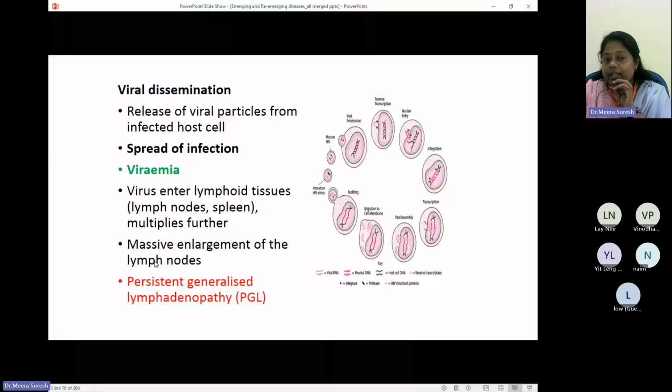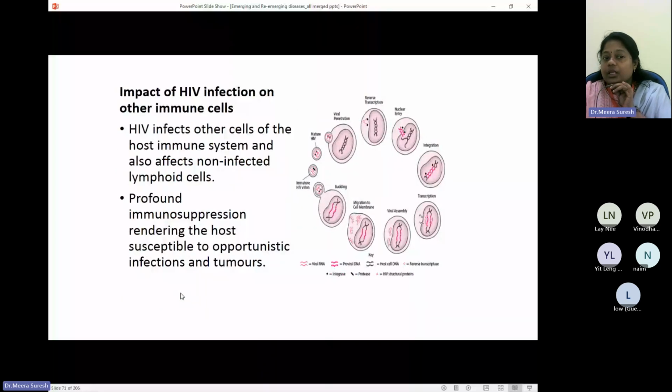Okay, so once the virus particle is released from the host cell, it is ready to spread to the whole body, and that will result in viremia, or the virus spreading in the blood. The virus can enter the lymphoid tissues, the lymph nodes, spleen, and then it multiplies further. There can be massive enlargement of the lymph node, and that condition we can call persistent generalized lymphadenopathy, or PGL. Then it can infect other immune cells and even other cells also.